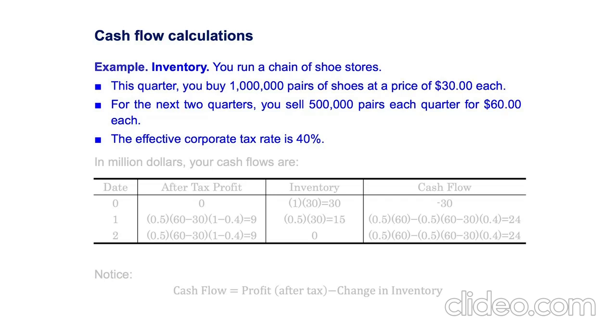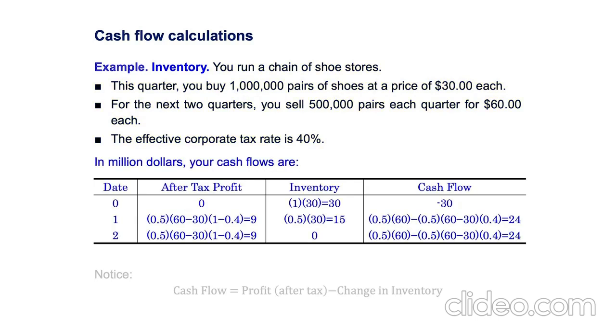One of them is change in inventory. Let's consider a simple example. Suppose that you are running a chain of shoe stores. The financials are as follows. This quarter, you buy 1 million pairs of shoes at a price of $30 each. You expect to sell all of them in the next 2 quarters, $500,000 per quarter at a price of $60. The effective tax rate is 40%. What are the cash flows for this project?